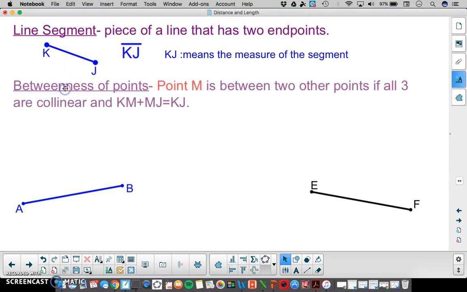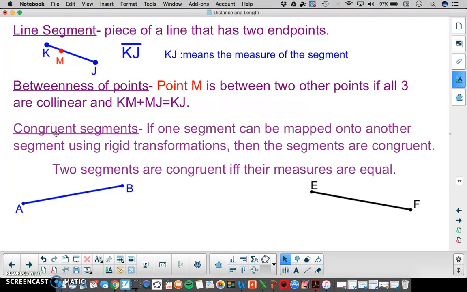When we talk about betweenness of points, any point on a segment between our 2 endpoints is said to be between when they are all 3 collinear and the measure of KM plus the measure of MJ is equal to the whole segment KJ. So the distance here plus the distance here equals the entire distance of the segment.